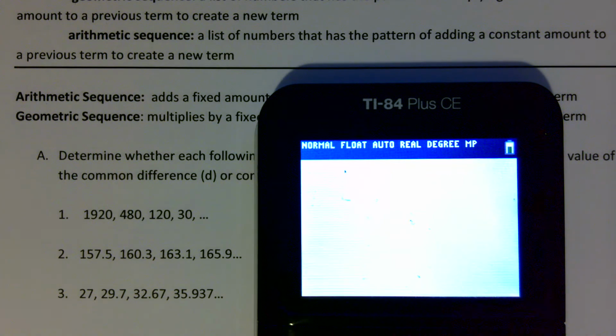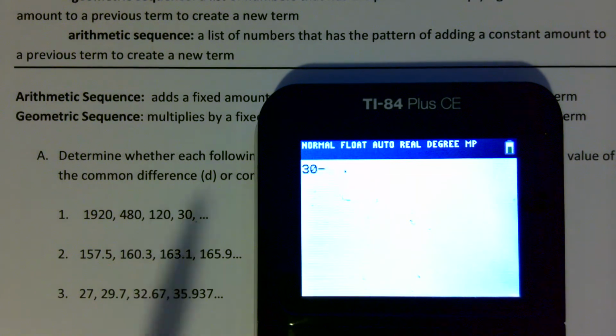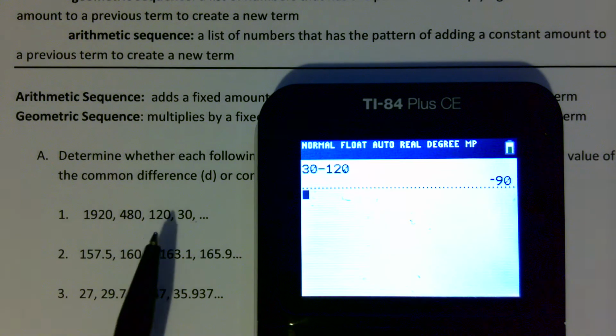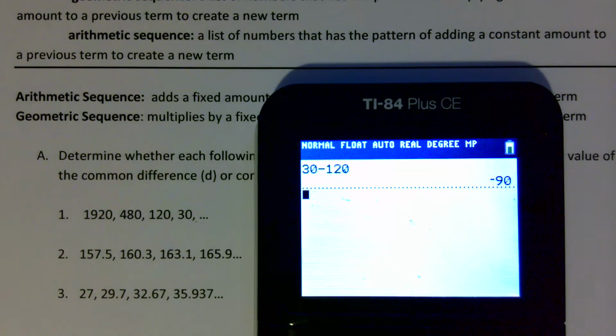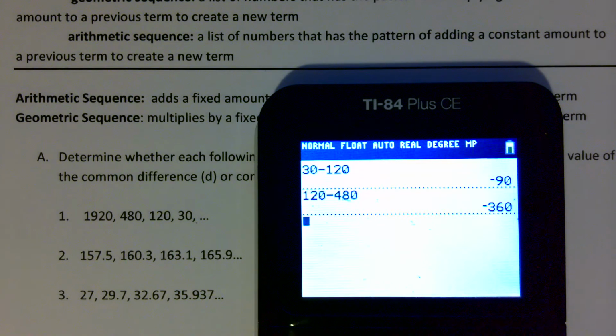Okay, so for this first one, the numbers are going down and they're going down pretty rapidly. So usually that means we're looking at a geometric sequence. But just in case you thought it was arithmetic, remember what we do to find the common difference for an arithmetic. We take any term, so I'll take 30, and we subtract the previous term, 120. And I get negative 90. If I do that with any other term and the previous term, I should still expect to get back negative 90. So let's try that. 120 minus the previous term, 480, and that gives me a different number. So I know this can't be arithmetic.